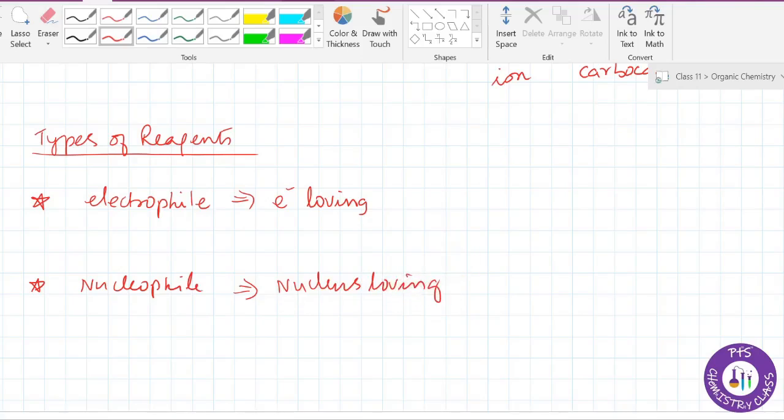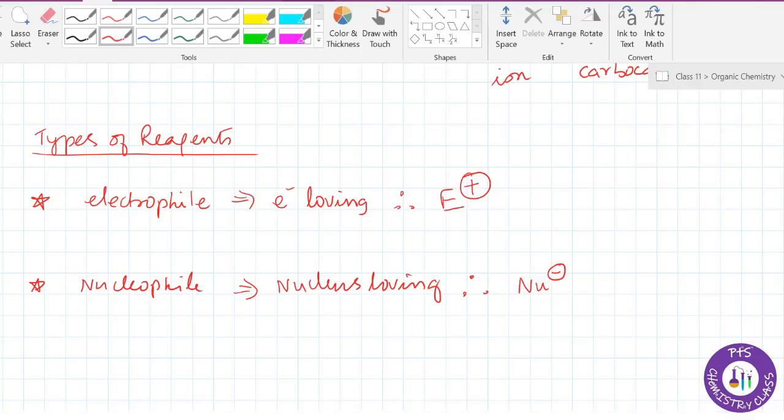Since this loves electron, it has to be positively charged. Therefore it will be represented as E plus, positively charged, since it gets attracted towards electron. And since this is nucleus loving, and the nucleus is generally positively charged, it has protons and neutrons. Therefore a nucleophile will have a negative charge. So any species with a positive charge we call an electrophile, and any species with a negative charge we call a nucleophile. We will see in more detail what electrophiles are and examples of electrophiles.